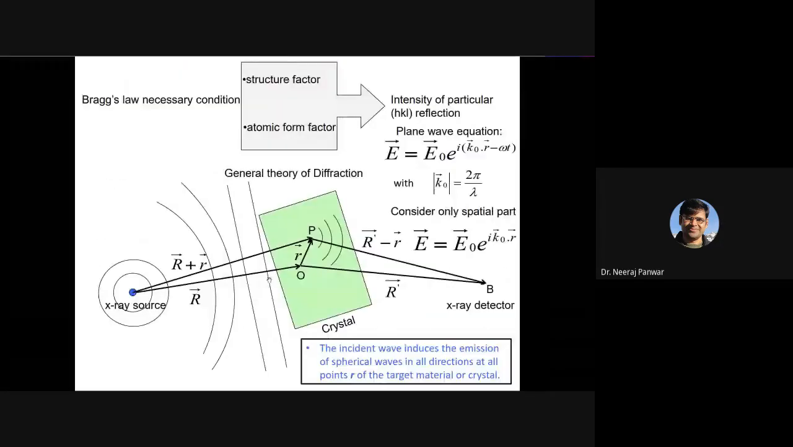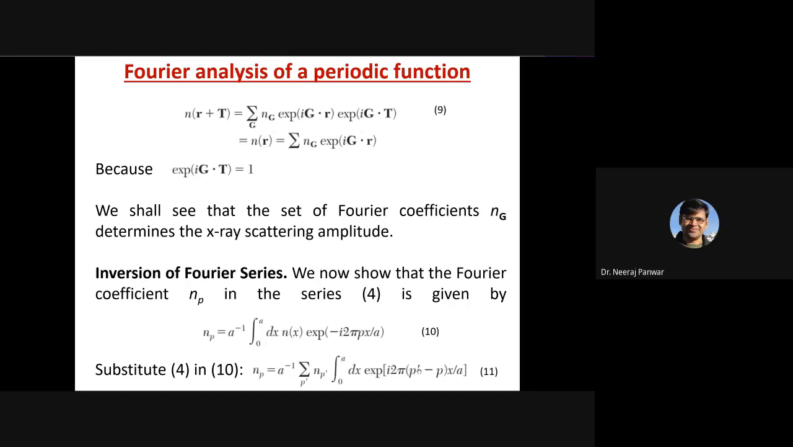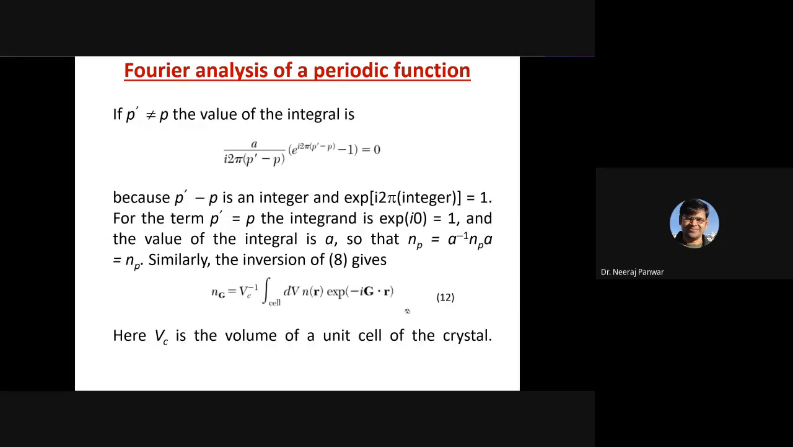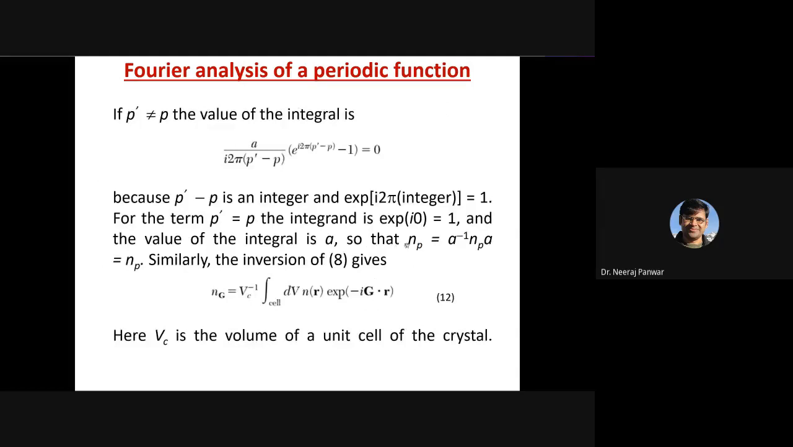However, if p prime is equal to p, the integrand would be equal to exponential to the power i0, that would be equal to 1, and the value of the integral would be a. So that nP would be equal to a inverse times a times nP, which is equal to nP.